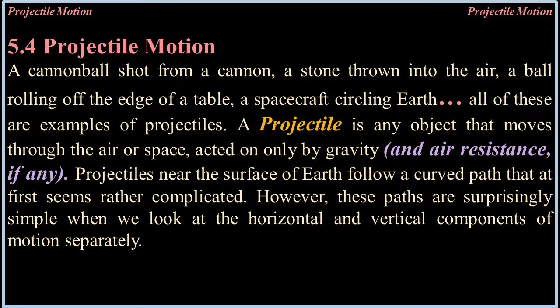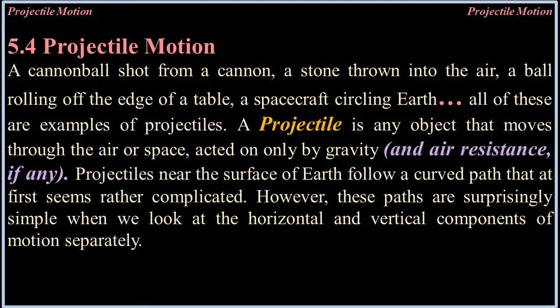5.4, projectile motion. A cannonball shot from a cannon, a stone thrown into the air, a ball rolling off the edge of a table, a spacecraft circling Earth. All of these are examples of projectiles. A projectile is any object that moves through the air or space acted on only by gravity and air resistance, if any.